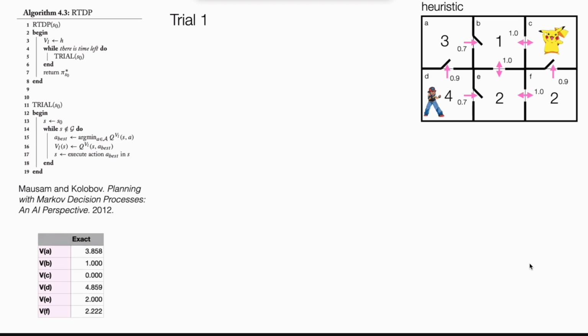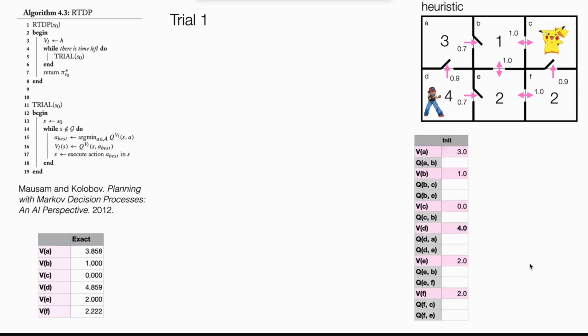So RTDP is a trial-based algorithm. So what we're going to do is we're going to effectively grow a search tree from the root to the goal. And we're going to use our heuristic to bias the states we visit. So the idea of the heuristic here is we're using it to tell us which states we should run value iteration for. And the trial-based nature says, well, we don't run value iteration endlessly. We do it once for a particular sample, for a particular outcome.